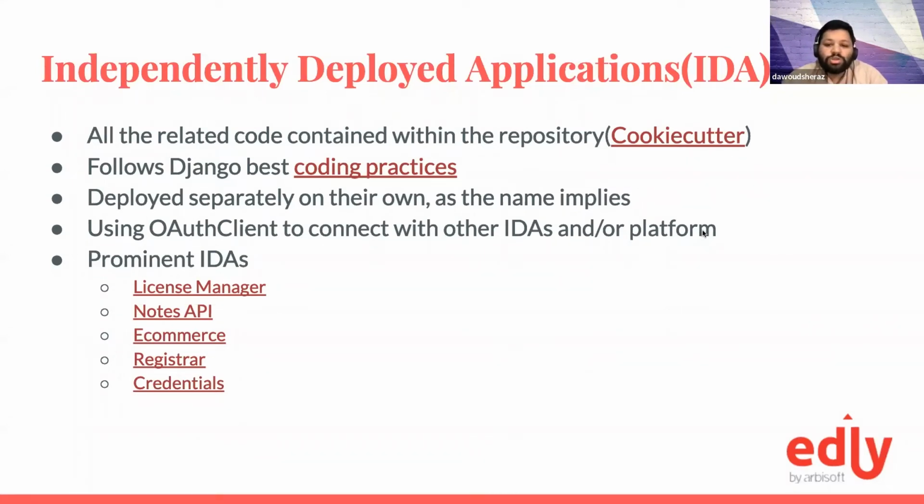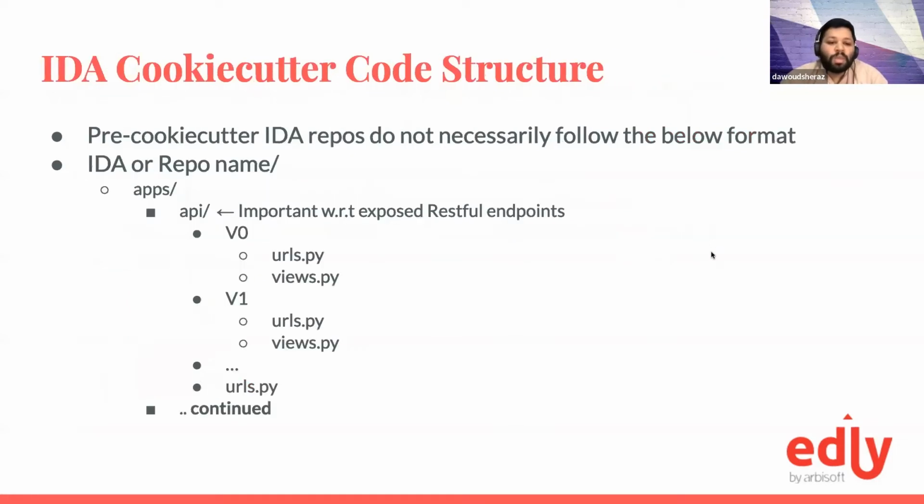Now, talking about the general code distribution of IDAs. Like previously mentioned, you can see a format on the cookiecutter, but there were some IDAs that were curated before the cookiecutter era, so they might not follow the format 100%, but there will be some consistency with respect to the application structuring. So in the IDA repo, there will be the IDA repo name on the top, containing the apps directory, which will contain all the Django applications required for the functioning of that IDA.